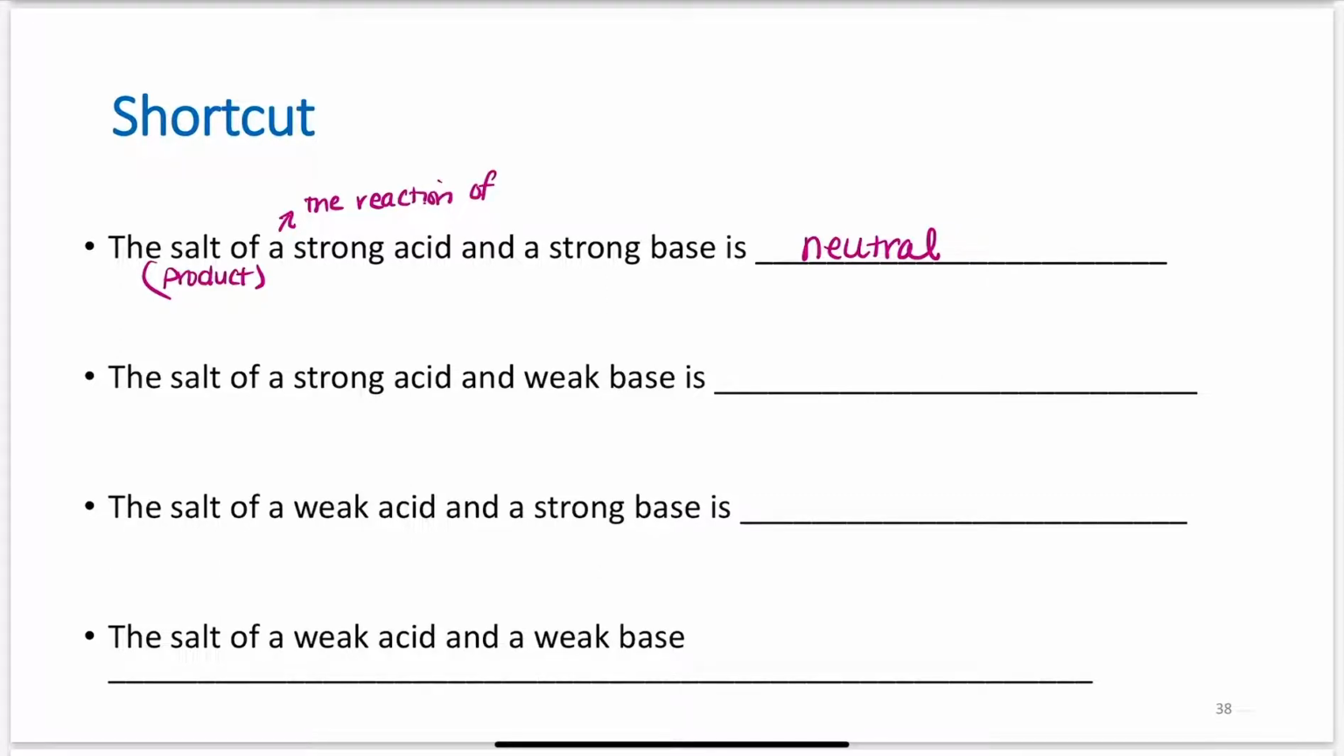The salt that's formed, the product that's formed from a strong acid and a weak base, is going to be acidic. If I have a strong acid, so HCl, and a weak base, ammonia, this is going to form NH4 plus and Cl minus.